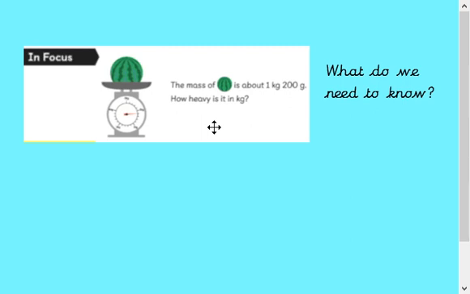Our job is to work out what we would need to do to turn that into kilograms. You know, how heavy is it in kilograms? At the moment, we've got it as a mix of 1 kilo and 200 grams. And we need to think about what we need to do to turn it into kilograms.